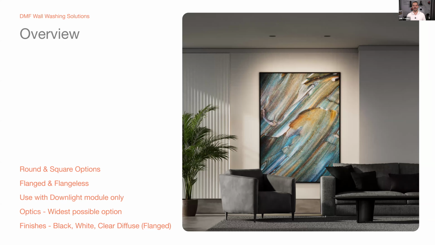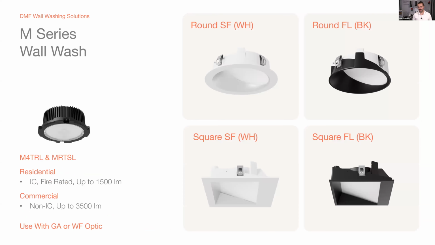So you pair that with a fixed downlight, and again, that widest possible option for the optic, and you get a really great performing wall wash. We have some standard finishes here in black, white, as well as a clear diffuse, which gives you that specular finish on the inside and helps reduce glare a little bit. So something nice to consider for some of those wall wash applications.